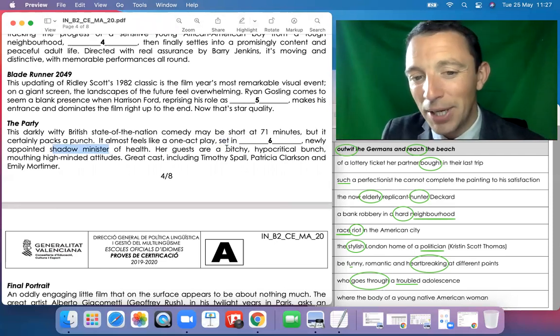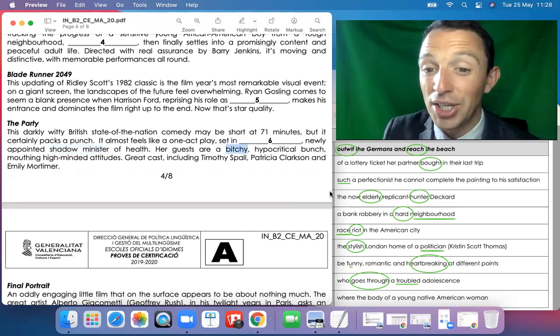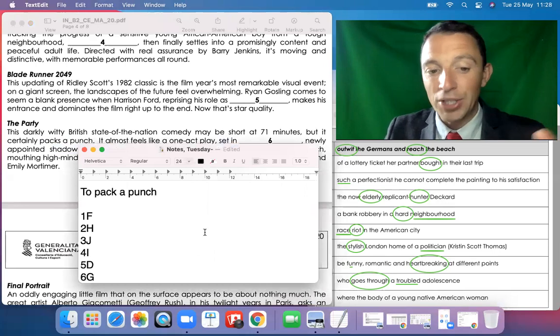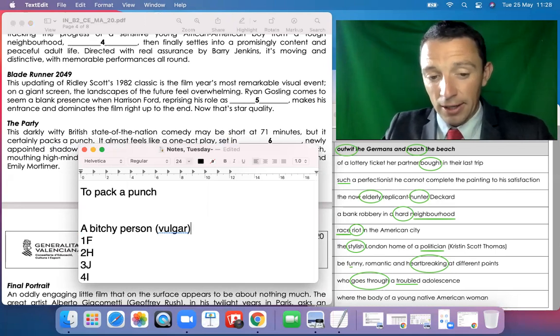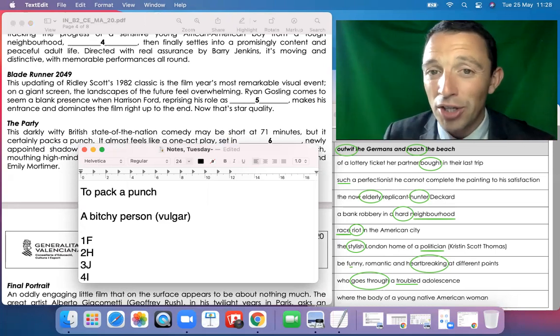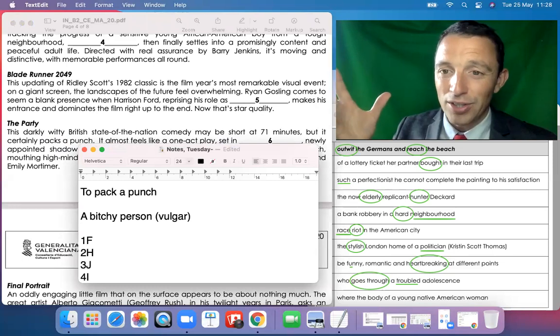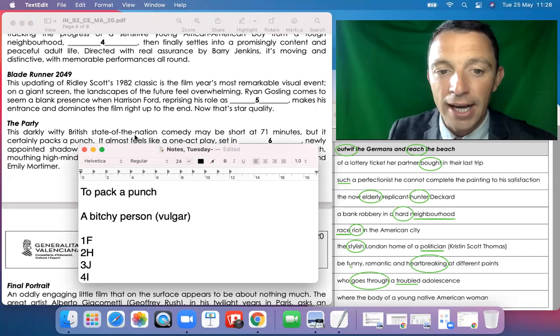Our guests are a bitchy, hypocritical bunch. So bitchy obviously is the person who gossips and maybe comments very, very badly. So the adjective is a bitchy person. It's a little informal, a little vulgar. But basically the significance is the gossip. The person who gossips all the time about other people is a bitchy person. So somebody who's maybe commenting negatively about another person, okay?